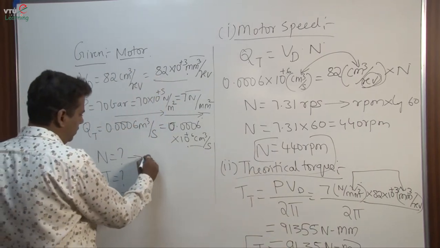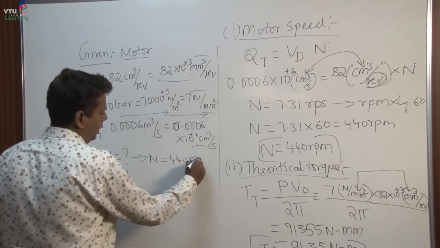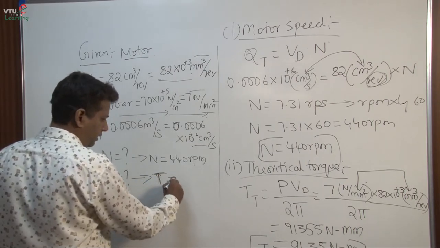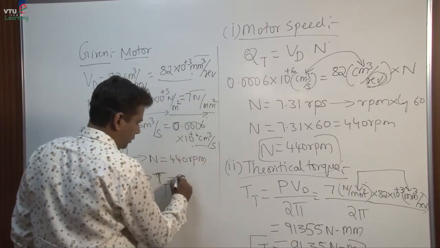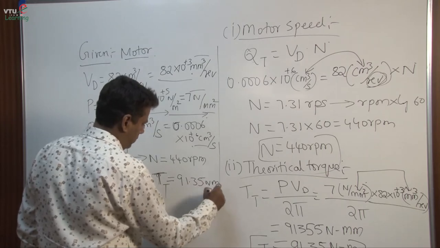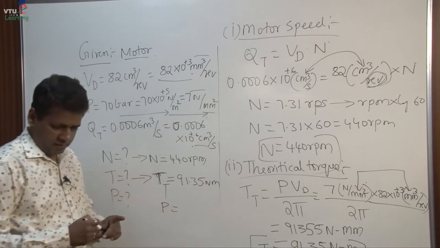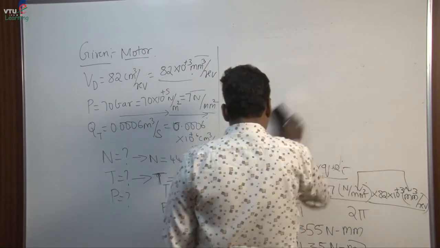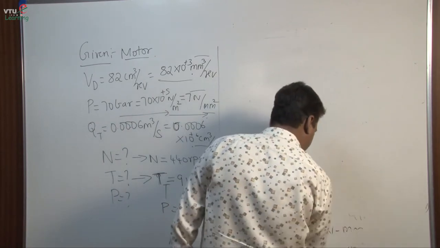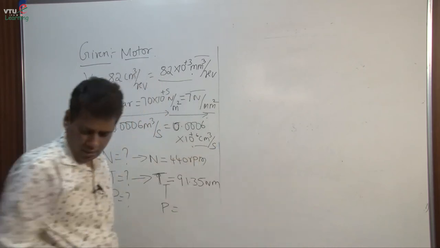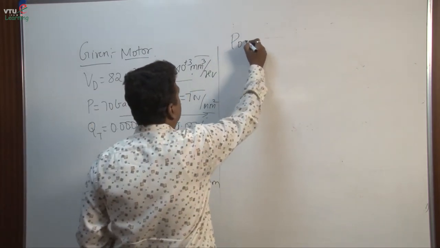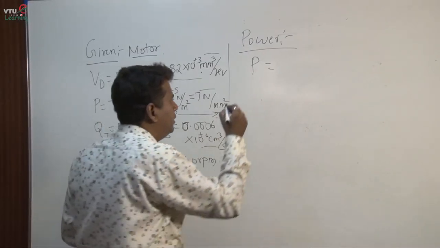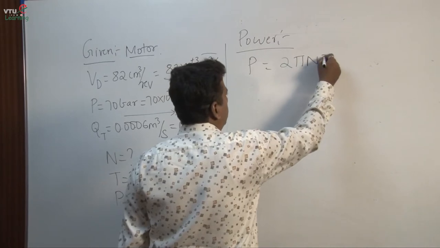So let me write down the answer. So N is 440 rpm, the torque is 91.35 Newton meter. So last we need to calculate the power. We need to calculate the power. So, power, how to calculate the power? To calculate the power, we know that power is equal to 2 pi n T theoretical.